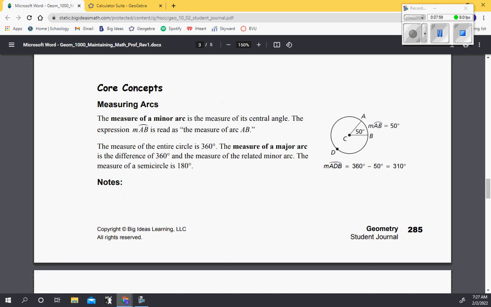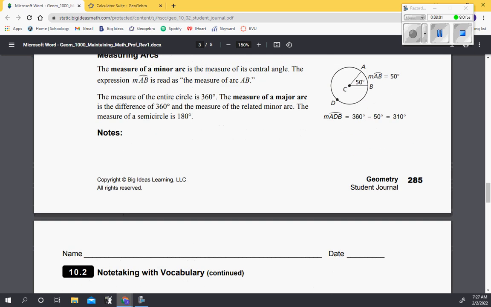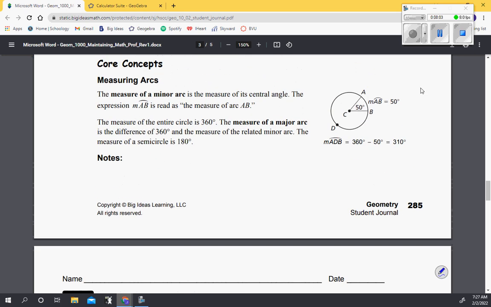We talked about this earlier. This is good. Here's an example of a major arc. This is how we measure. The measure of arc ADB is equal to 360 minus 50 degrees. That'll give us 310. But understand, look at the way we name a major arc. Look at the way we name a minor arc. See the difference?